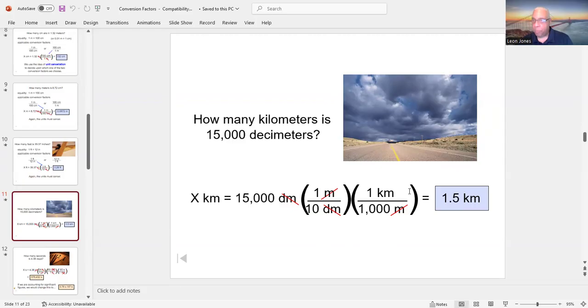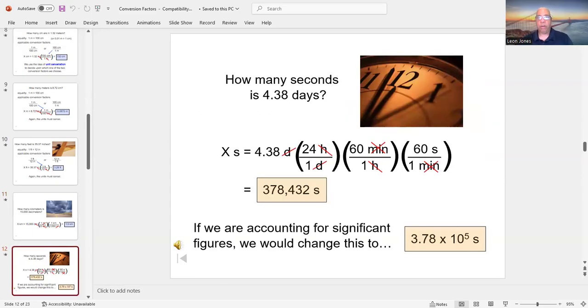And that will happen with some of these physics problems. Sometimes you may have to cancel 3 times. You may have to convert from days to weeks to years, but it all works out the same. Look at this one right here. How many seconds is 4.38 days? Well, what if I don't know?